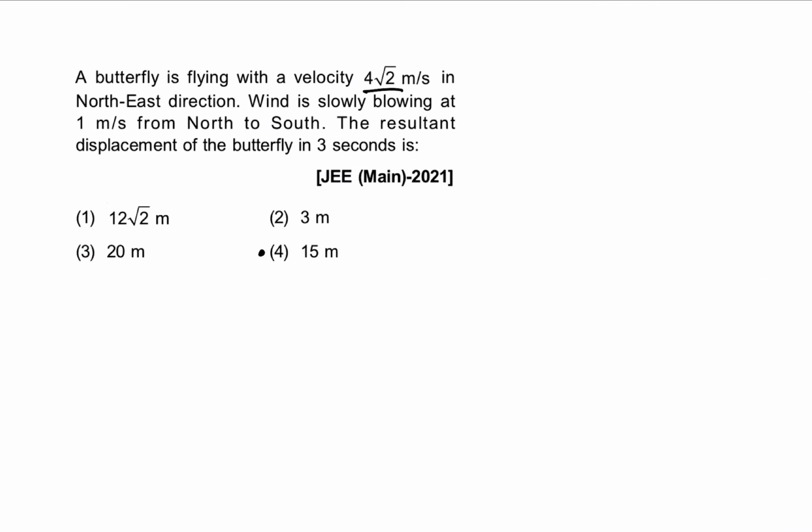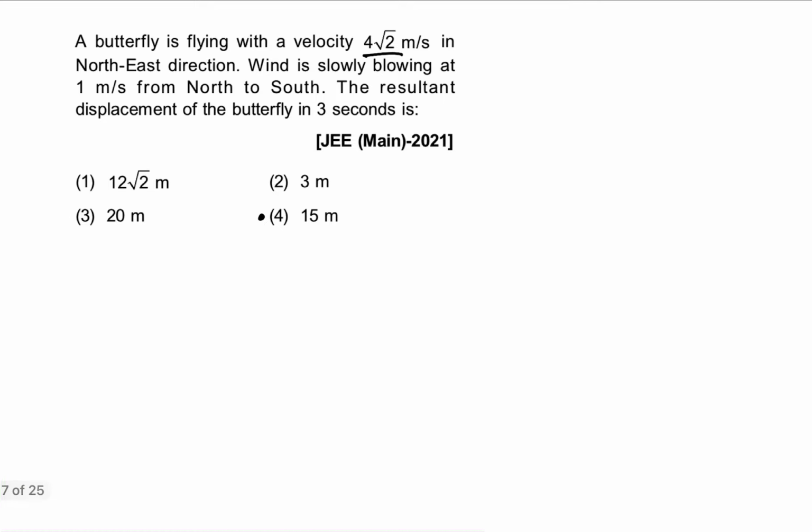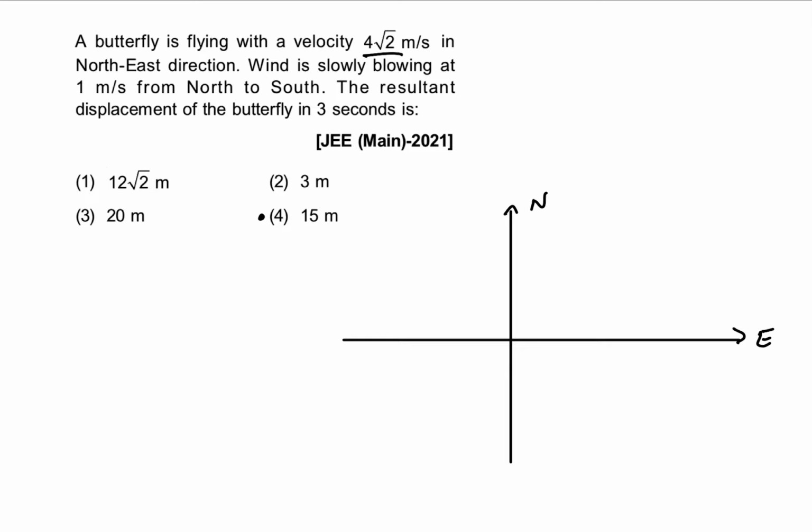Okay, next one. A butterfly is flying with a velocity 4 root 2 meter per second in the northeast direction. Wind is slowly blowing at 1 meter per second from north to south. The resultant displacement of the butterfly in 3 seconds is how much? You can observe in this question, I am writing east direction, north direction, west direction, south direction. The butterfly is moving in north and east direction with 4 root 2. The angle is not given, so we can treat it as 45 degrees.